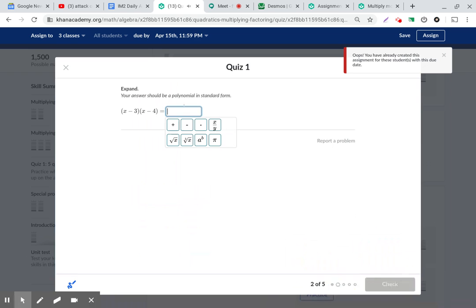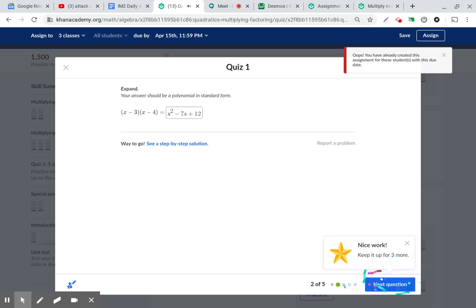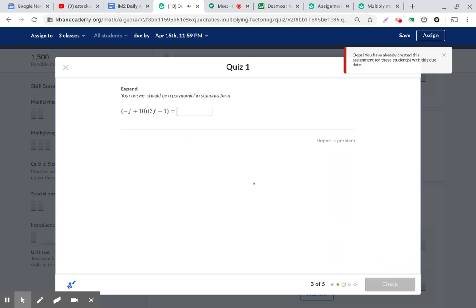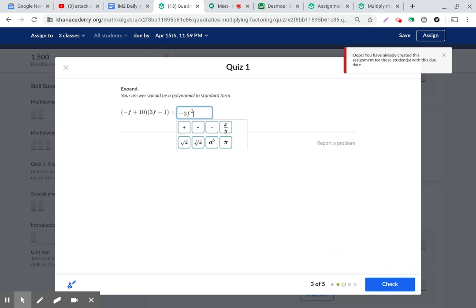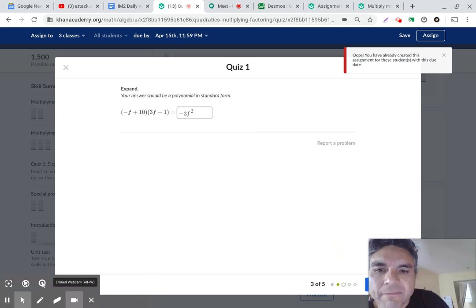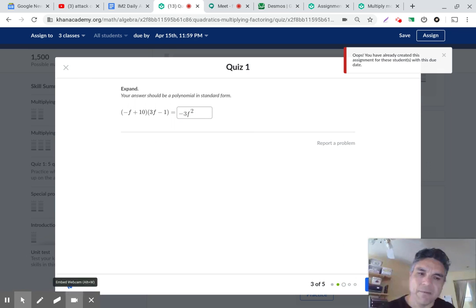All right, I'm going to do this in my head. That's going to be X squared. -4 and -3 is going to be -7. And then -4 times -3 is +12. All right, do this in my head. It's going to be -3f squared. Oh, this one I might have to do the long way. It's kind of funky.